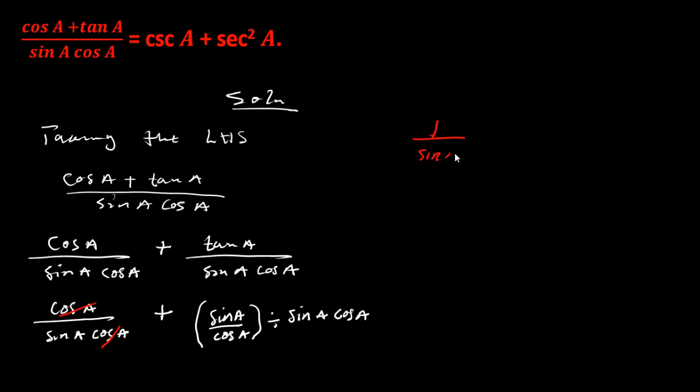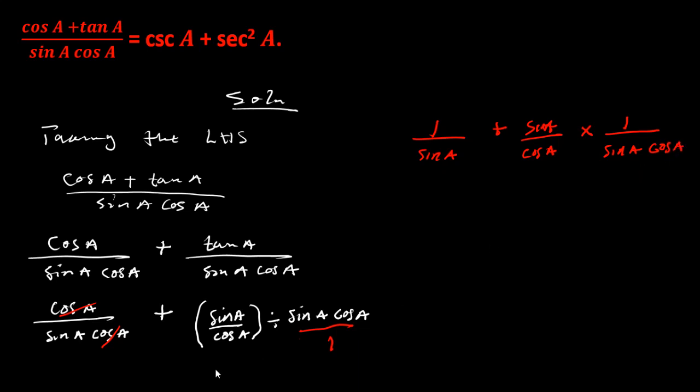sin A plus, and then this other side will remain the same way it is as sin A over cos A, and then multiplied by this. When you change this to multiplication, this means that these will simply swap, because this is over 1. So that means that this side we're going to have 1 over sin A cos A.